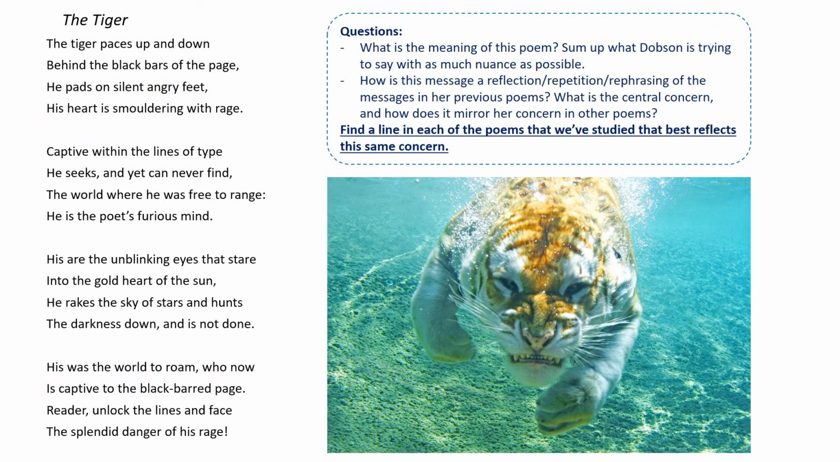Okay, I'm going to leave you there. We're going to have a couple of questions to think about before we come into class, as well as the ones that I've talked to you about. So, questions. What is the meaning of this poem? I'd like you to try and sum up in writing what Dobson is trying to say with as much nuance as possible. Be specific. And how is this message a reflection, a repetition, or a rephrasing, maybe a reframing of the messages in her previous poems?